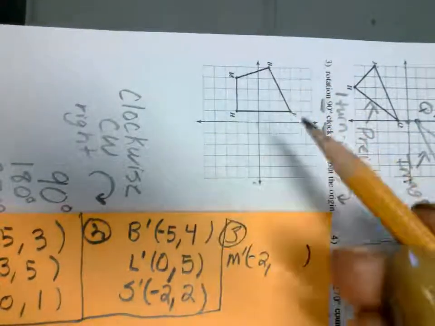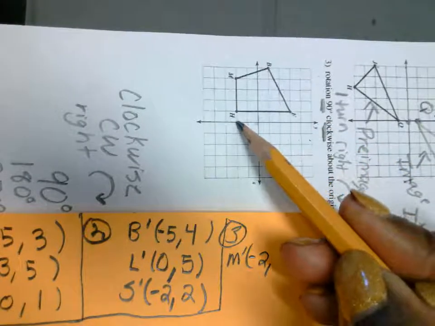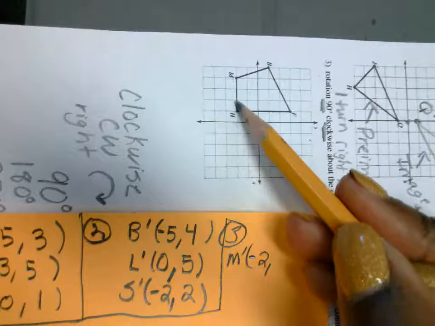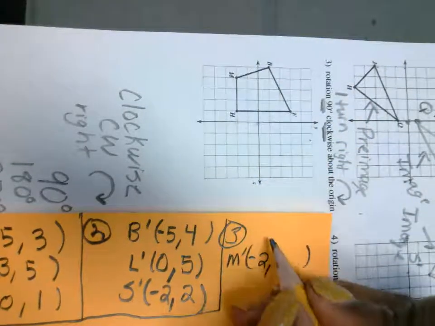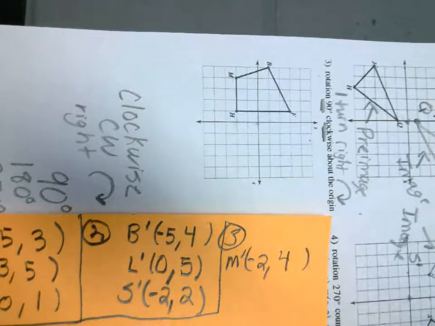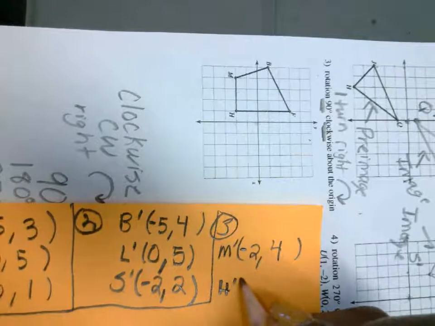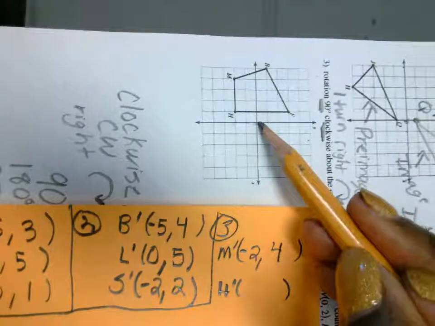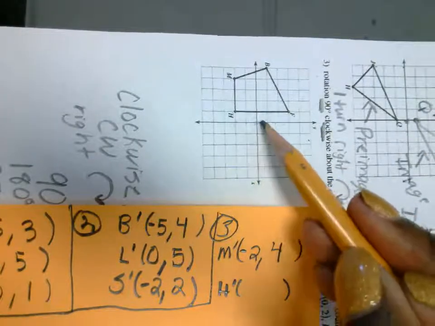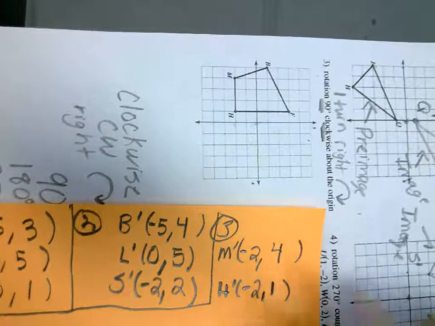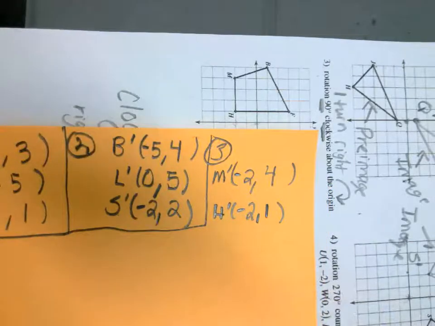So once I go to the left 2 times, 1, 2, how far do I go up to get to M? 1. No, that's 4. 1, 2, 3, 4. Thank you, Miss Peoples. So that's +4. H. What's my new location? Go over left. Left how many? 2. And up 1. Very good.